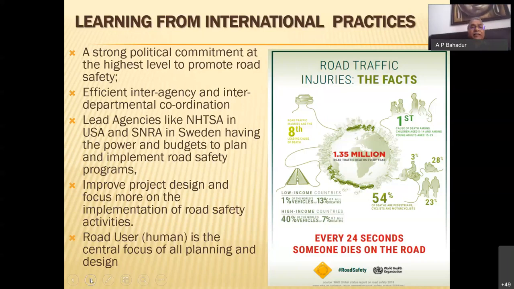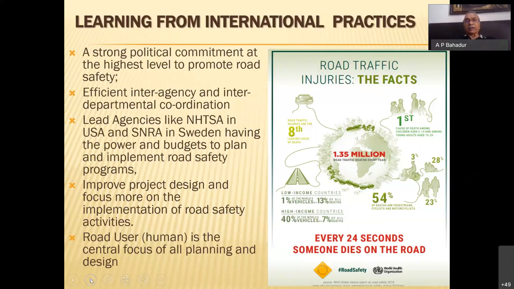There has to be a lead agency, like the National Highway Traffic Safety Administration in the US and the SNRA in Sweden, and many other countries, also Japan. But in India, way back in 2006, a committee was constituted, of which I was also a member, which recommended establishing an independent board for road safety and traffic management.